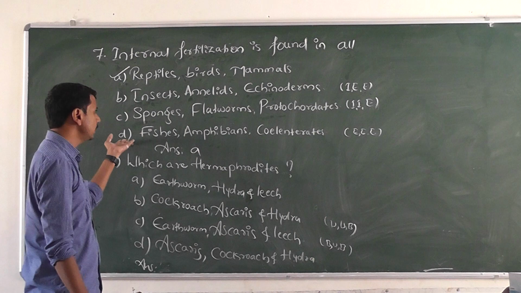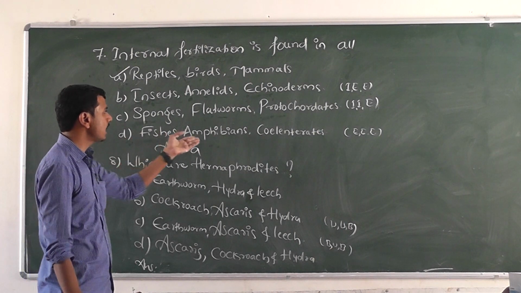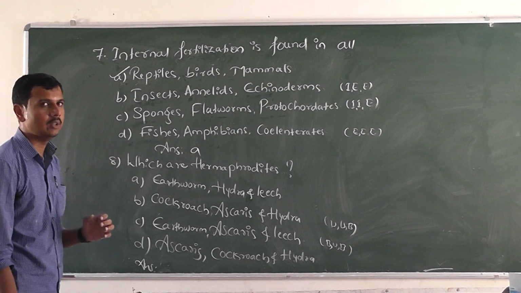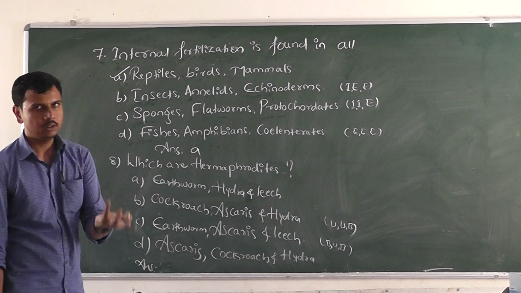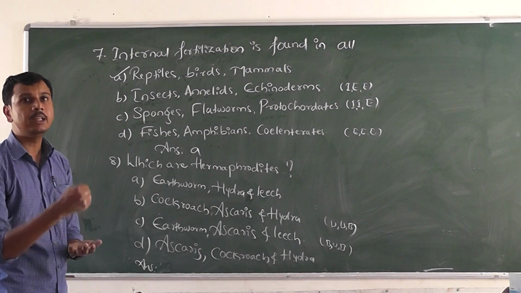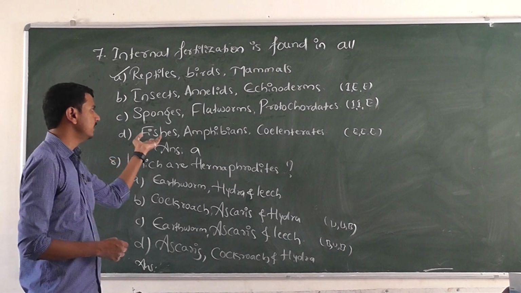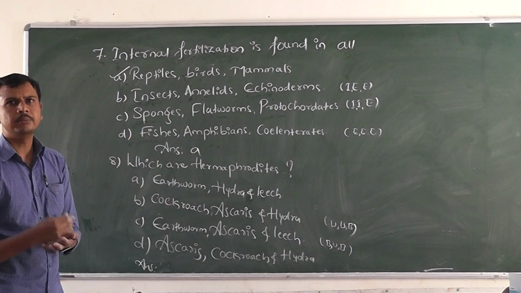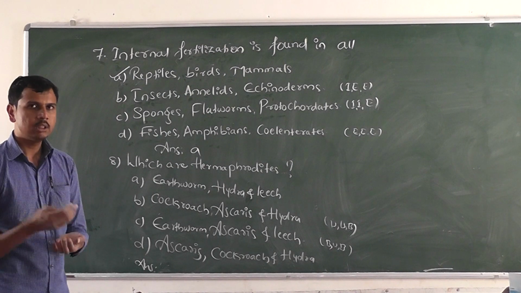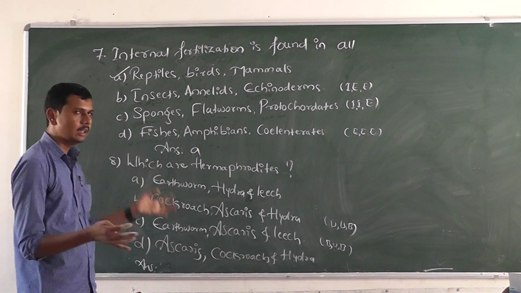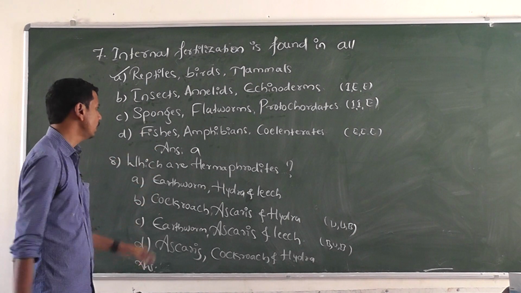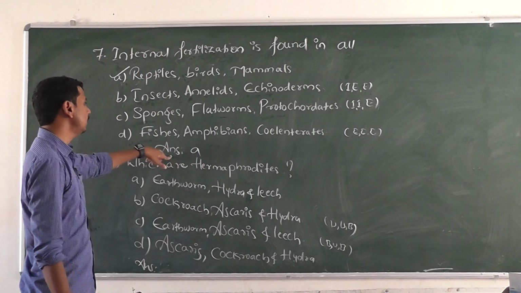In option D, fishes, amphibians, and coelenterates all go through external fertilization. The female lays the eggs in the water medium, and in fishes the male releases the sperms as well. A specialized chemical is released which attracts the sperms towards the eggs, so they come and attach to the eggs. This is how external fertilization takes place. So the right answer for question number 7 is option A.